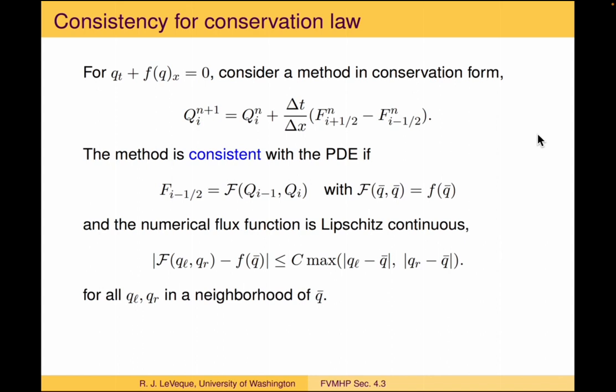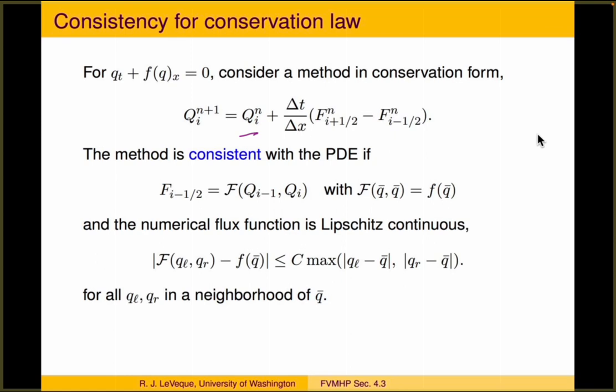Now, for a conservation law or a system of conservation laws, there's a special definition of consistency that we'll also be looking at later. But in the case of a conservation law, if we write things in conservation form, as we've seen before, where we take Q_i^n and update it by a difference in fluxes at the left and right edge of a cell to get Q_i at time n plus 1.